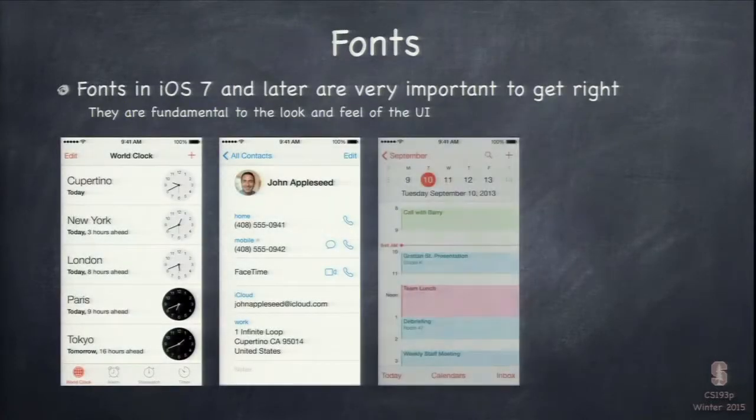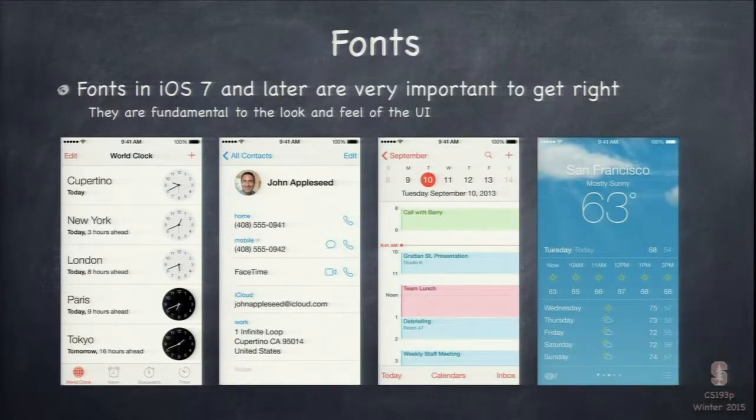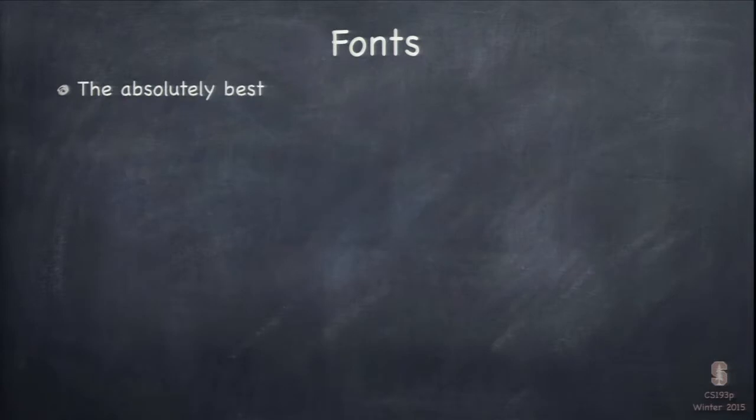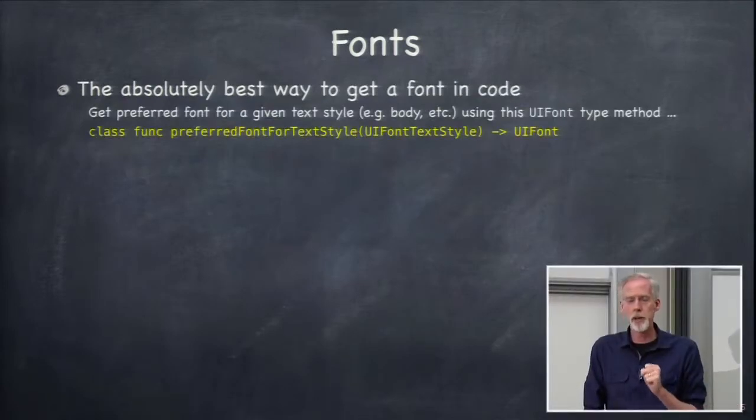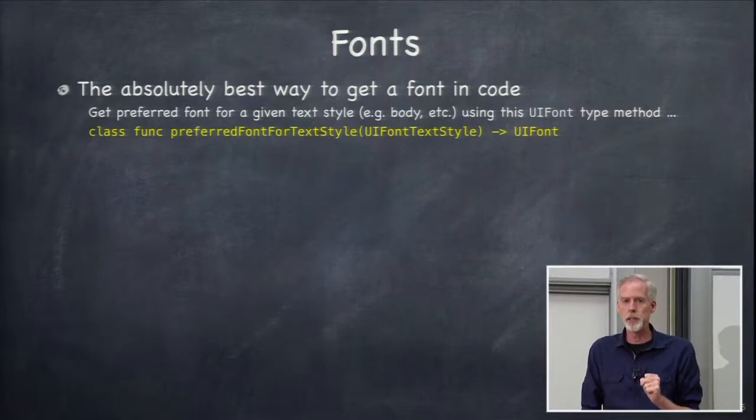Fonts in iOS 7 and later, including iOS 8, are very important to get right. Okay, look at these screenshots. Look how important the fonts are. Okay, they're critical to making the UI look good. So you've got to get the right fonts in your app. And where do you get the right fonts? Well, the number one place to get a font, the right place 99% of the time, is this class function in UIFont called preferredFontForTextStyle.